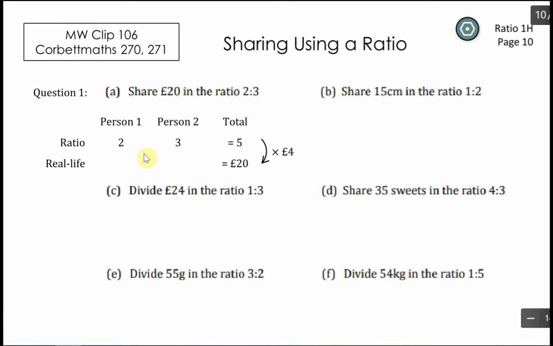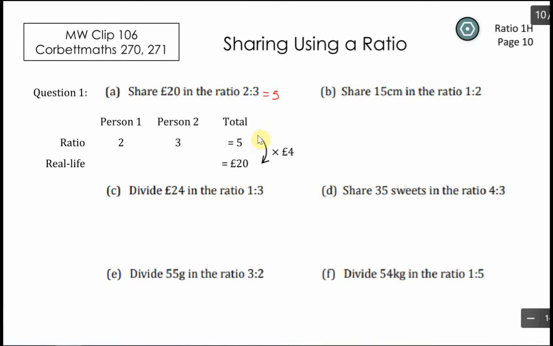Anyway, you will have seen this done probably by adding these together to find the total number of parts. So there's 5 parts here, and then dividing the total amount that's to be shared amongst that number to find what each part is worth. Now that's a brilliant method, and that's basically what underpins this. But this is just a different way to show that.